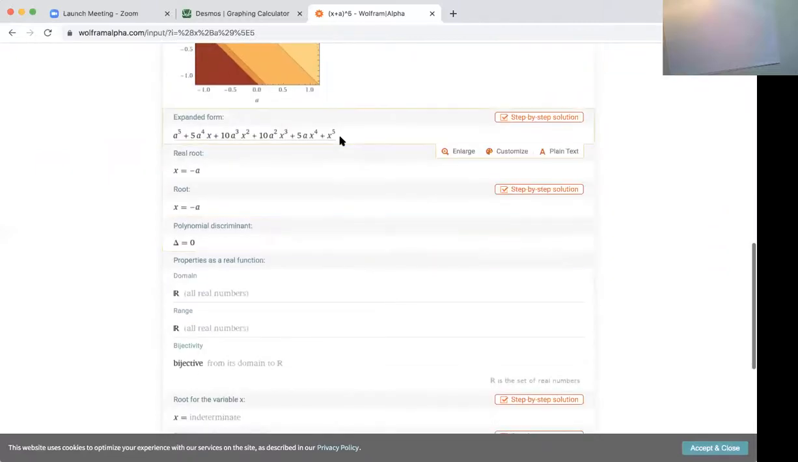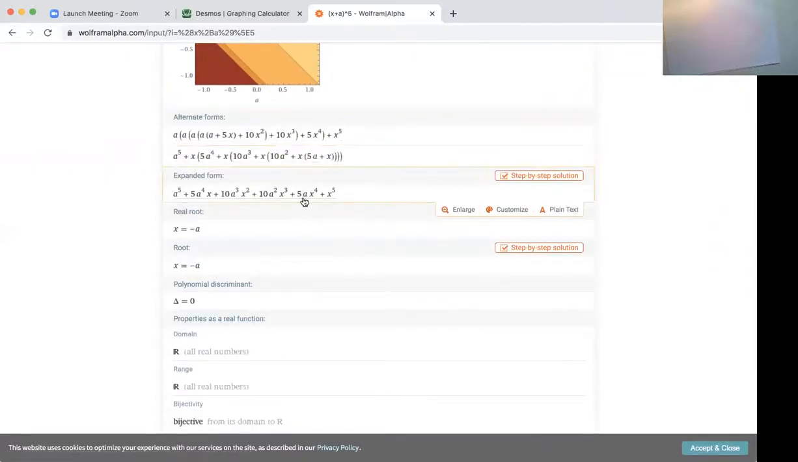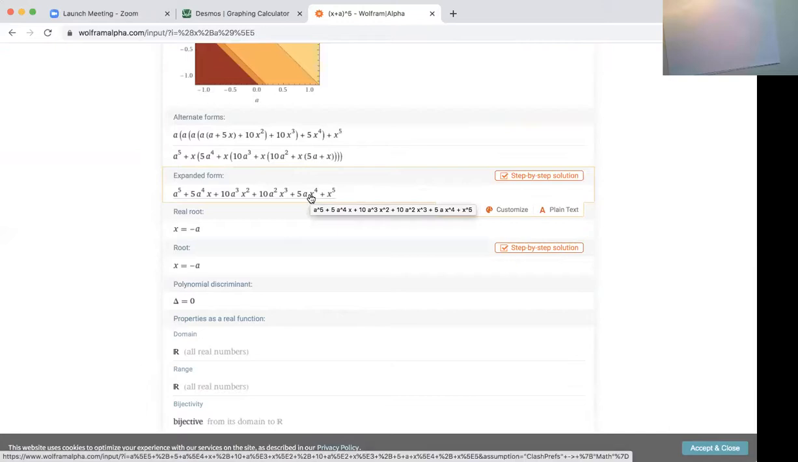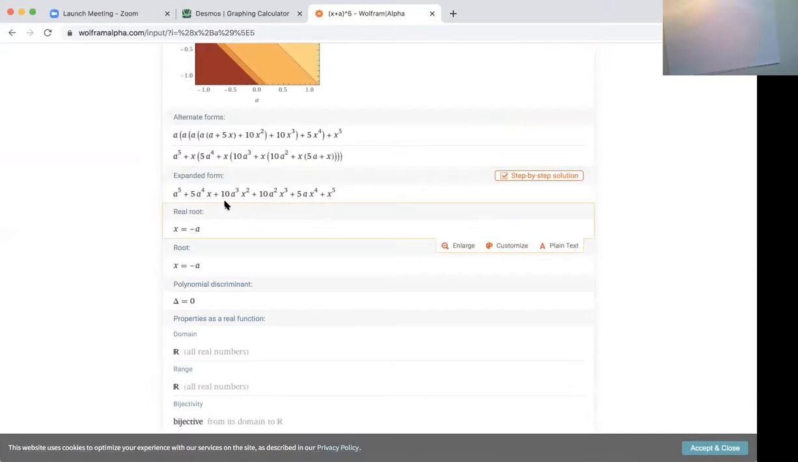So reading it backwards, x to the 5th, check. 5ax to the 4th, check. 10x cubed a squared, check. 10x squared a cubed, check. 5x a to the 4th, check. Plus 1x to the 5th. Very good. Now, how do we get those numbers from Pascal's triangle? We'll talk about that next.